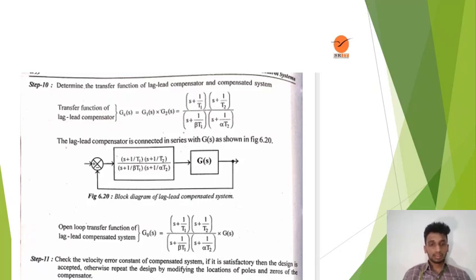The transfer function of the lag-lead compensator Gc of S is equal to G1 of S into G2 of S, which is equal to S plus 1 by T1 into S plus 1 by T2 divided by S plus 1 by beta T1 into S plus 1 by alpha T2. The lag-lead compensator is connected in series with G of S as shown in figure 6.20. Step 11. Check the velocity error constant of the compensated system. If it is satisfactory, then the design is accepted. Otherwise, repeat the design by modifying the locations of poles and zeros of the compensator.